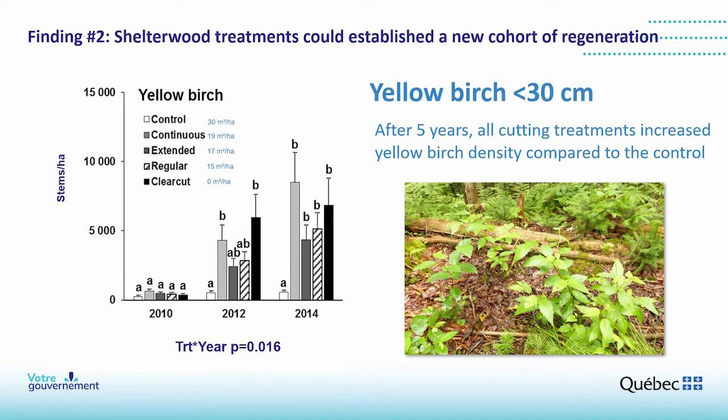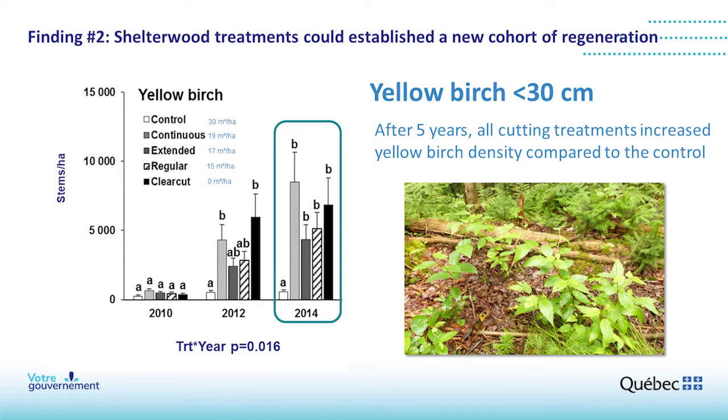we were pleased to see that the shelterwood treatments could establish a new cohort of mixed species regeneration. We will first look at the results for the yellow birch, the small regeneration, smaller than 30 centimeters, and there was a significant interaction of treatments with time, but we will focus on the 5th year, and you can see, without surprise, that all the cutting treatments significantly increase the yellow birch density compared to the uncut control.